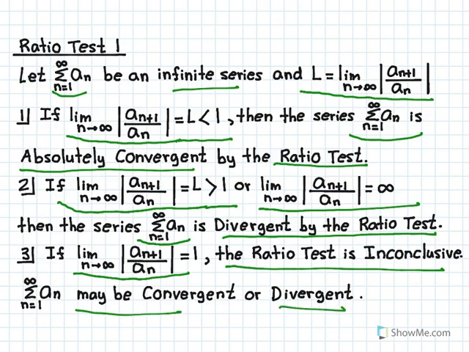So there are 3 cases. If the ratio L, the ratio of the successive terms, is less than 1, then the series is absolutely convergent by the ratio test. If the ratio of the successive terms is L bigger than 1, or the limit is infinity, then the series is divergent by the ratio test. And if the limit is equal to 1, the ratio test is inconclusive. We have to apply another test.